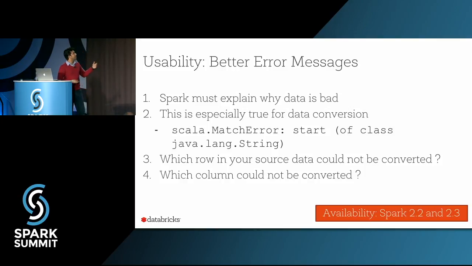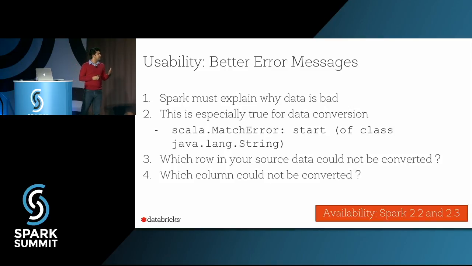This is especially true for data conversions, where many of you, when you try to read some data, might see exceptions like this, a match error when your data type does not match the schema type. This exception itself is pretty useless because it does not tell you which row or which column of your data is failing and how this exception maps to your underlying data.